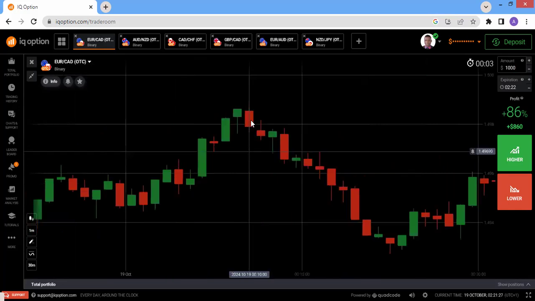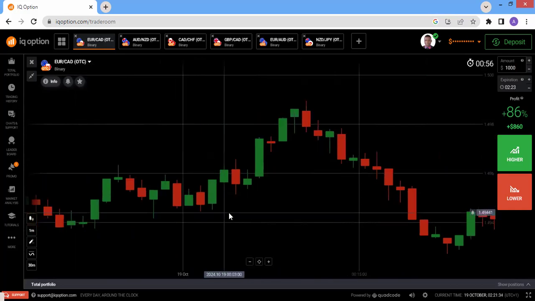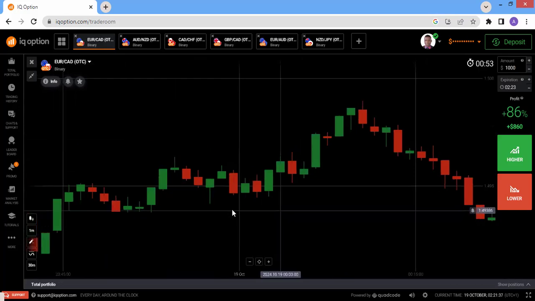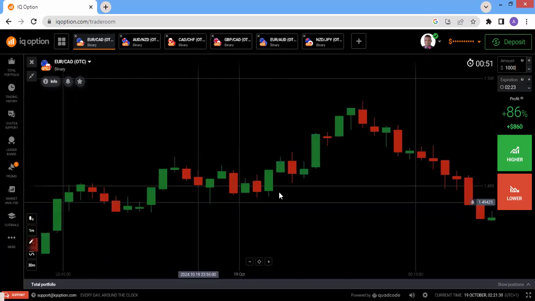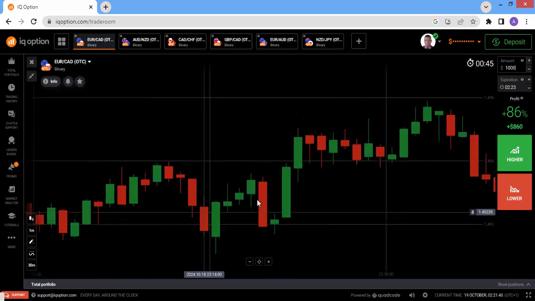Like this one also, we close below the wick. We sweep the high and we close below the wick. So it's more likely it's going to go up. This is the engulfing pattern I'm talking about. And then let's see another engulfing pattern. Let me see more of it. I'm going to give you a scenario.